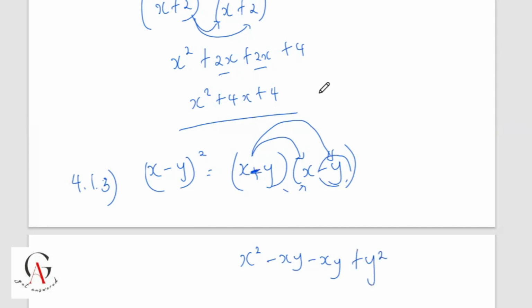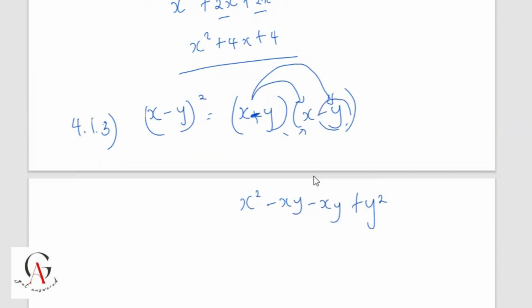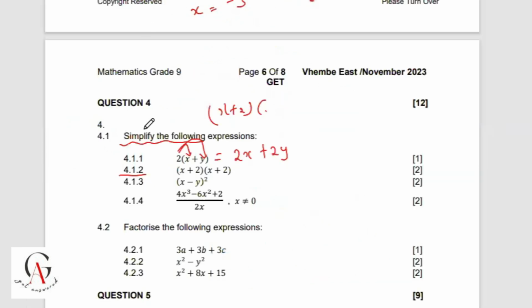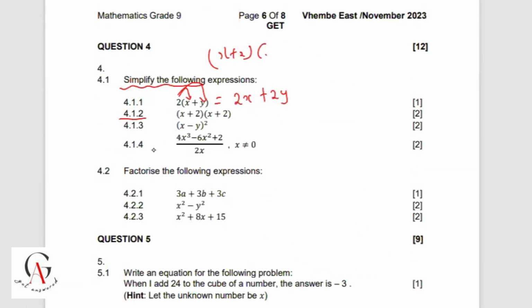So if that is what we have, we need to just collect the like terms, which here are the middle terms. So it's x squared minus 2xy plus y squared. That becomes the expression for that. And then 4.1.4, whenever we have a division, we need to split up everything using the same denominator. So that is 4x cubed divided by 2x minus 6x squared over 2x plus 2 over 2x.